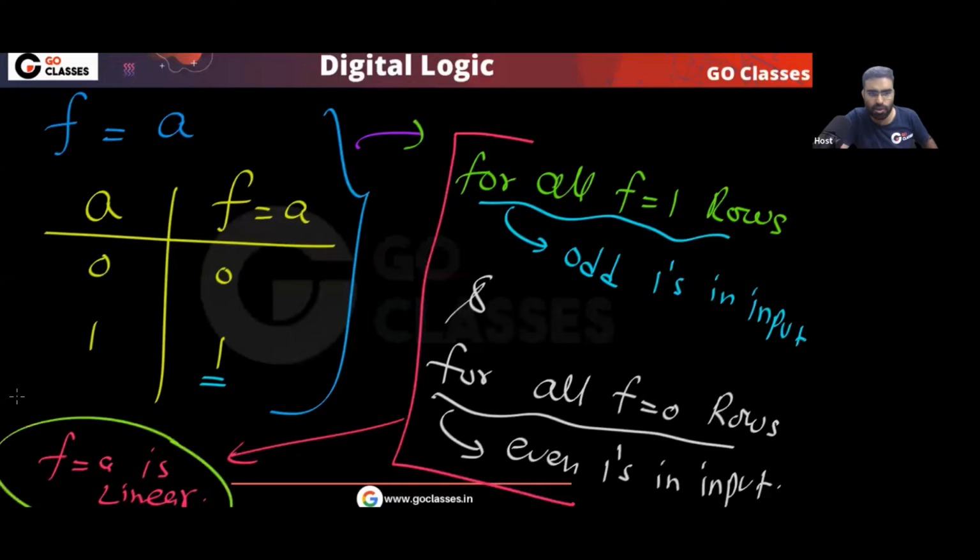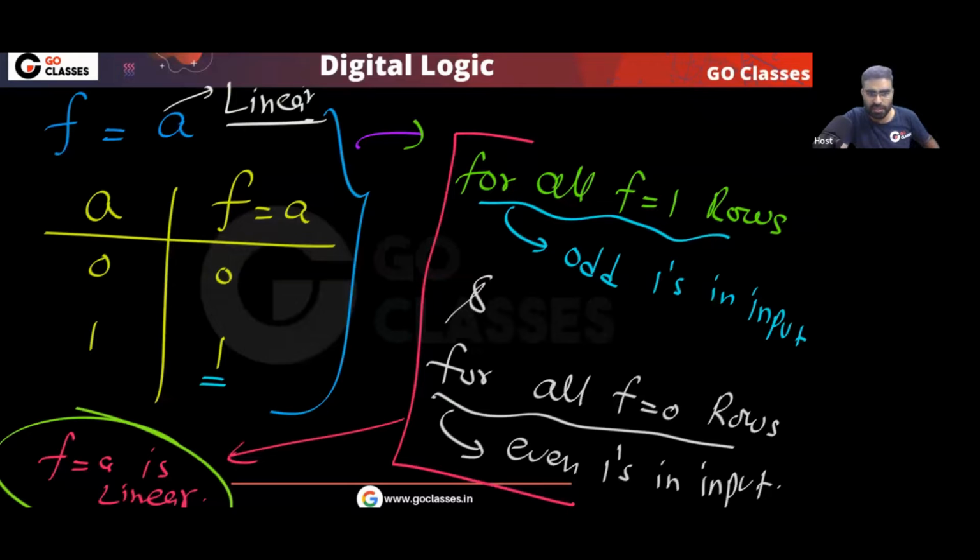Did you understand this? Because for all f equal to 1 rows, the input has an odd number of ones, and for all f equal to 0 rows, the input has an even number of ones. So this function is linear. Do you agree with me? F equal to a is linear.